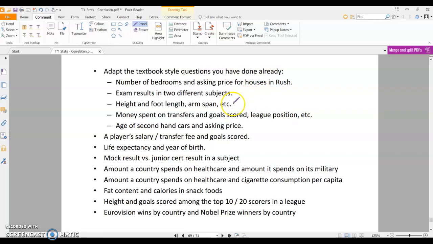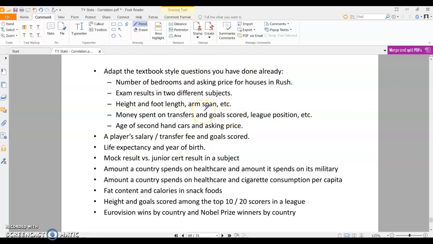That again would have been measuring people in the class when we were in the same room. But if you can get that data, that information about people, even if it's famous people, or height and weight, for example, of famous people, of footballers, you could do that. Money spent on transfers and goals scored.